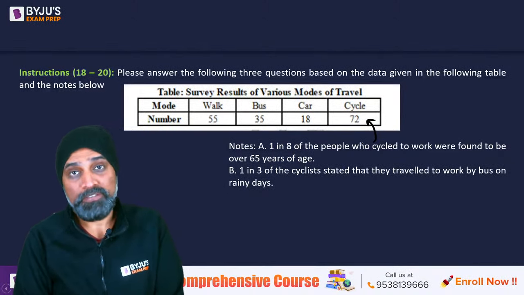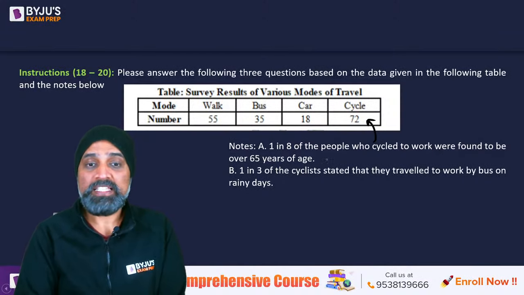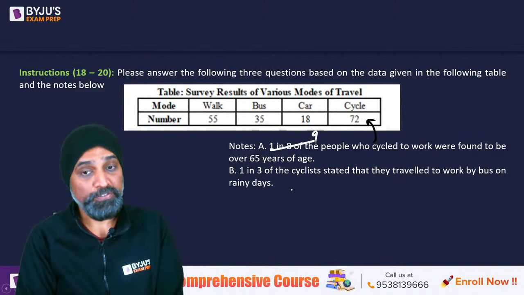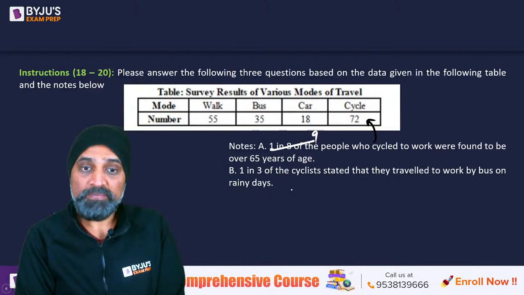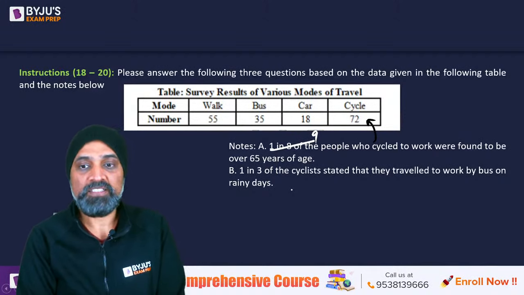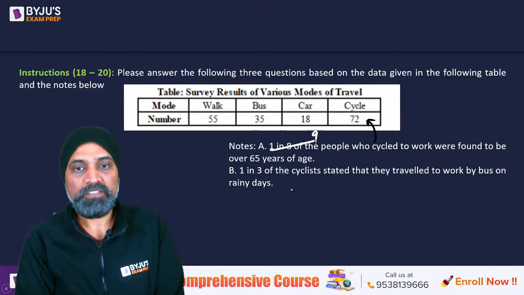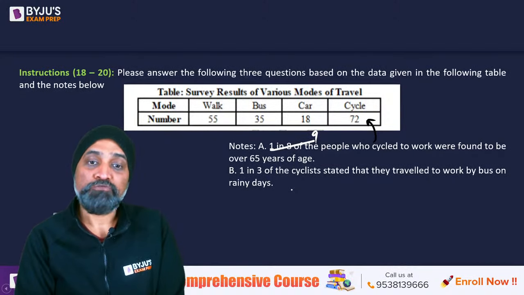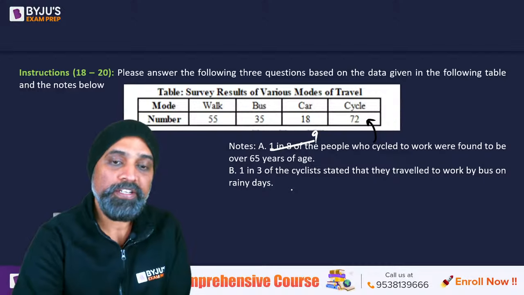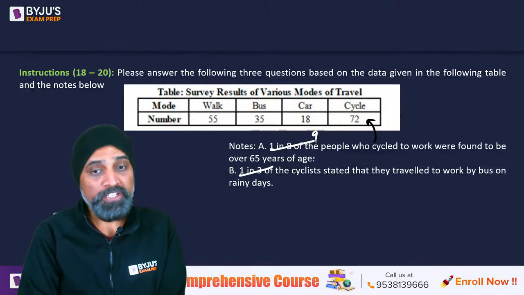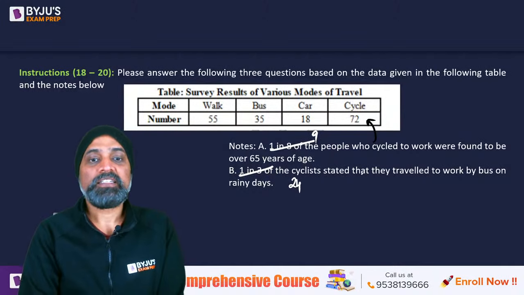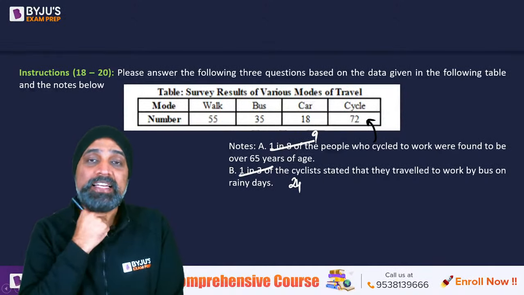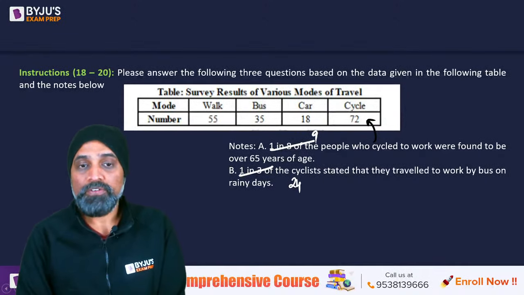So 1 out of 8 of 72 is going to be 9. So we can say that there are exactly 9 people who cycle to work who were over 65 years of age. And in point B, 1 in 3 of the cyclists travel to work by bus on a rainy day. So on a rainy day, 1/3 of 72 is 24. So 24 cyclists actually went on a bus. So the bus number will increase, right? And the cyclist value will decrease by 24. It's only for rainy days, right?